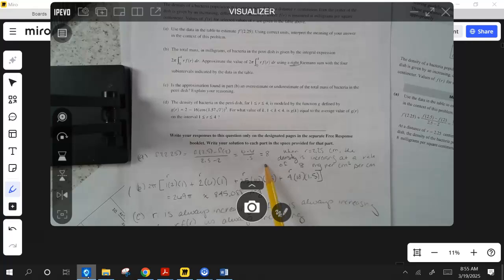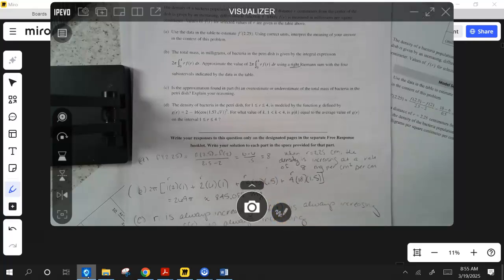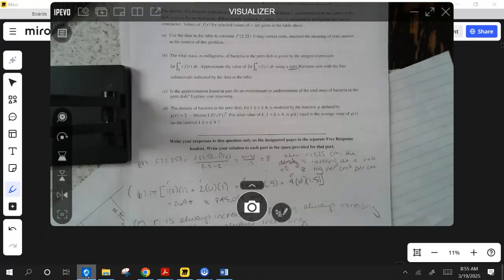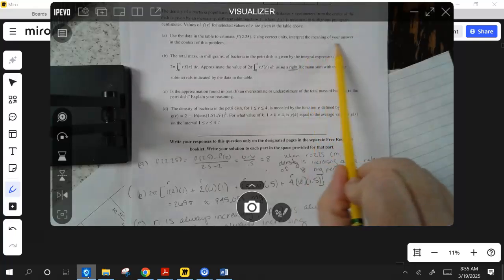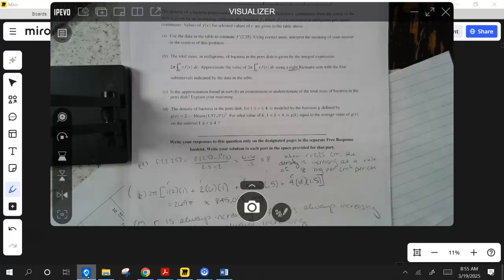One point for the 8, one point for the explanation. Let me read you their explanation. It says, using correct units, interpret the meaning of your answer. You can see what I put: when the radius is 2.25 centimeters, the density is increasing at a rate of 8 milligrams per square centimeter per centimeter. So I did have my unit. Y'all give me my point back.